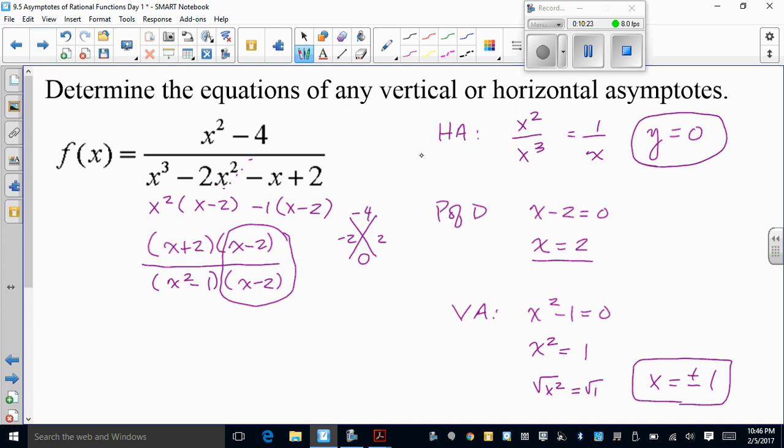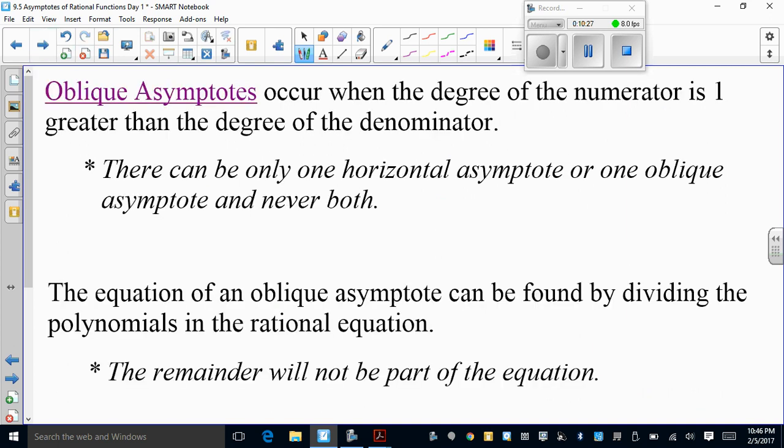And that brings us to the oblique asymptote. This occurs when the degree of the numerator is 1 greater than the degree of the denominator. Otherwise, there is neither an oblique or a horizontal. There can only be one horizontal asymptote or one oblique asymptote, never both. That's an important thing to know too. The equation of the oblique asymptote can be found by dividing the polynomials in the rational equation. The remainder will not be part of the equation, so once you get to the remainder, you can just stop.